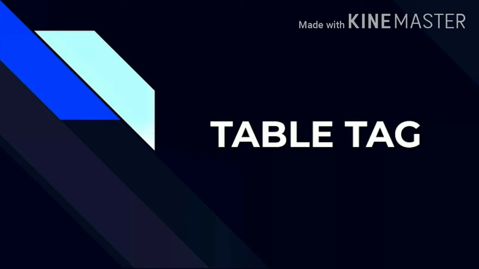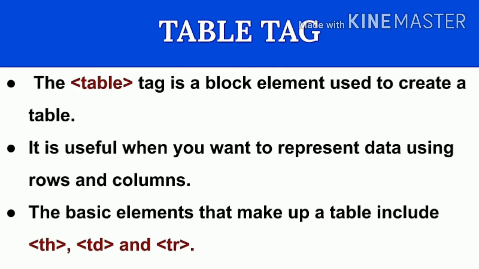Today we are starting with the discussion about the table tag. We can use a table tag to represent our information in a table in the HTML language. The table tag is a block element used to create a table. With the help of the table tag, we can make a table in the web page to describe our information very clearly. It is useful when you want to represent data using rows and columns.